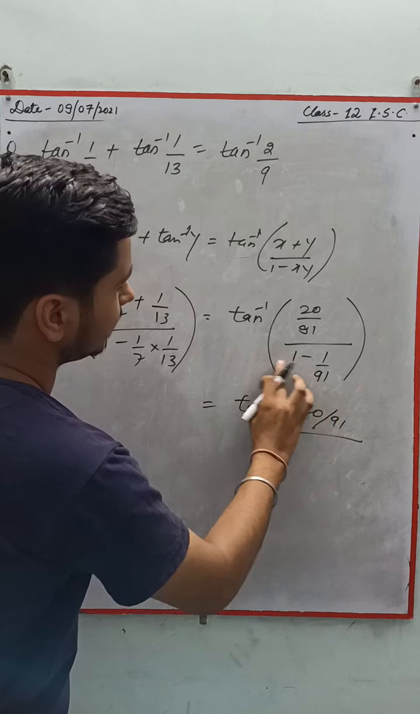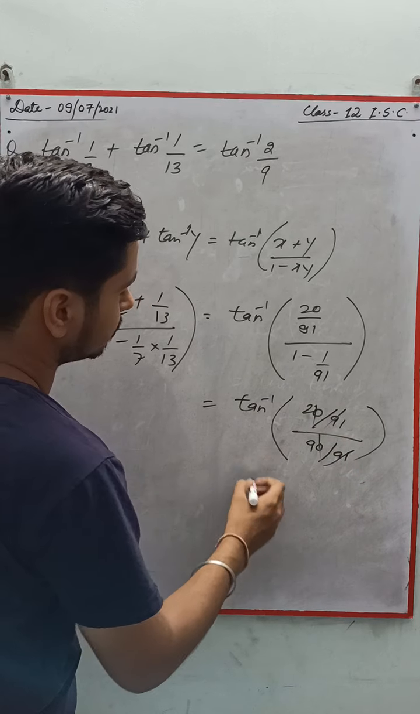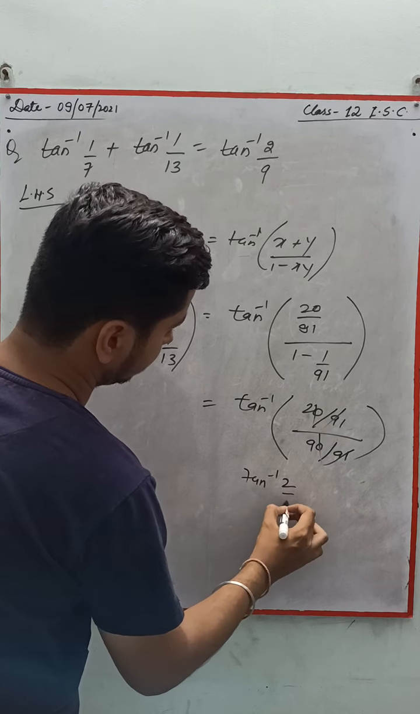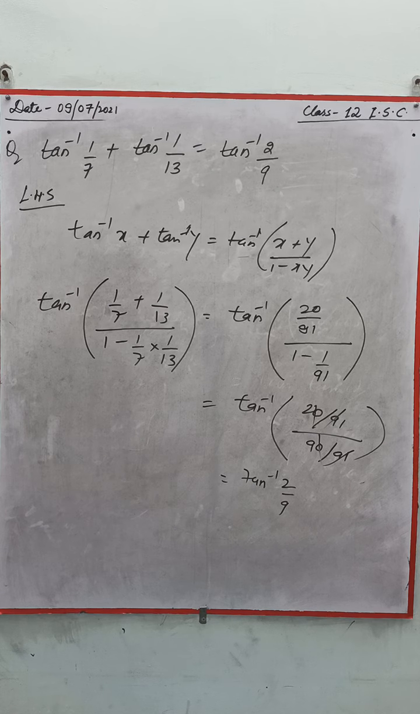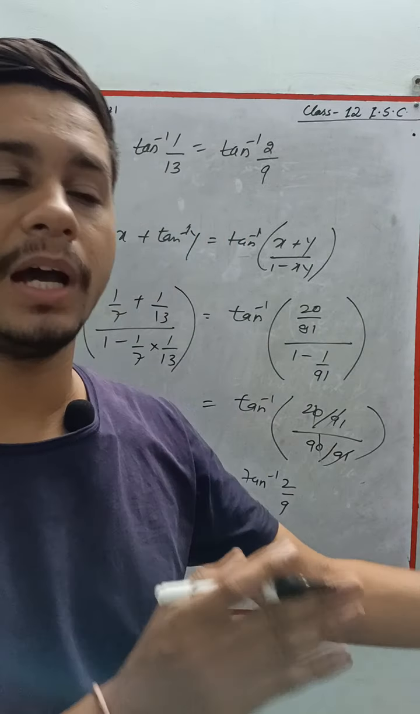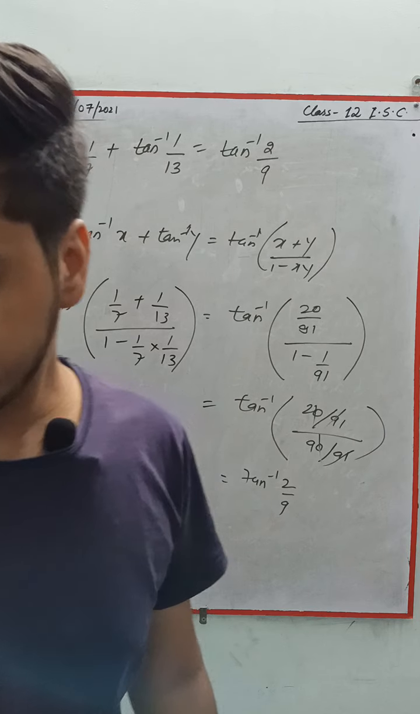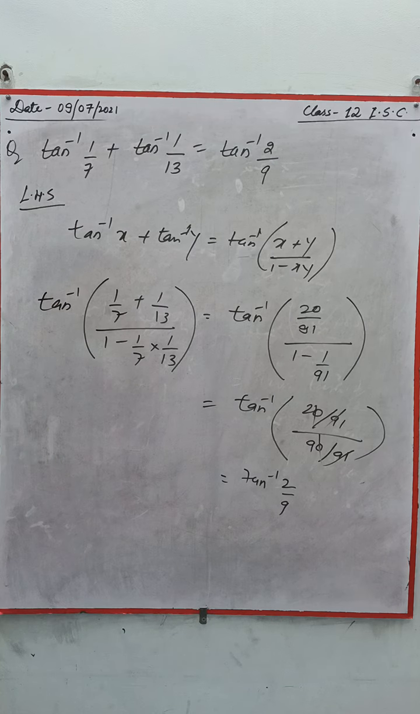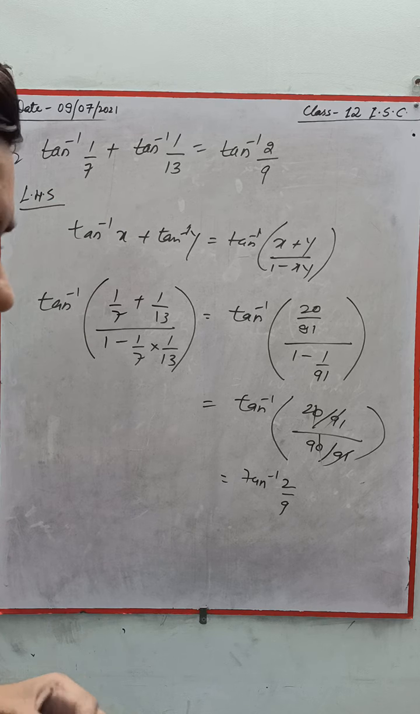20 upon 91, take the LCM, so 90 upon 91. The 91s cancel, the 0s cancel. You got tan inverse 2 upon 9. So for doing this type of questions, you must be well versed with the identities and formulas which we have seen earlier in the videos. Just keep in mind those identities and formulas and you can easily do it. Okay, let's do some more questions.